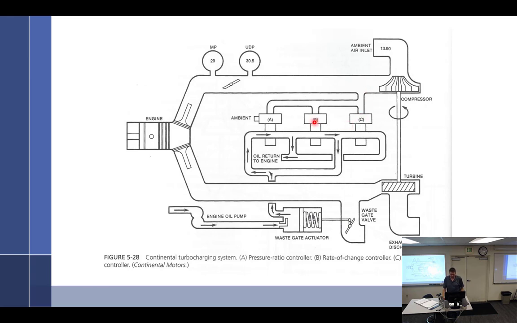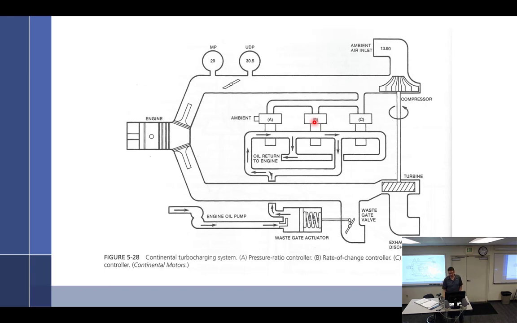Then we have B, which is the rate of change controller. Rate of change controller senses the rate at which this is taking off. So if your turbo is spinning up fast and that pressure is coming on, this thing's going to go, wait a minute, I know what's happening next. We are going to overboost or overshoot. So this starts shutting it down right then, before that happens.